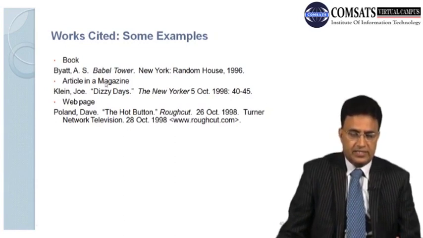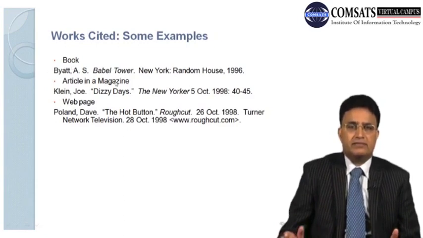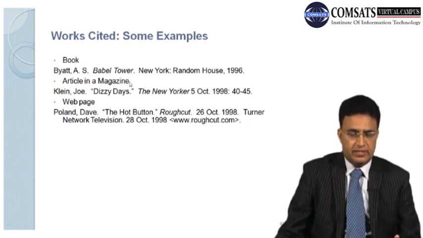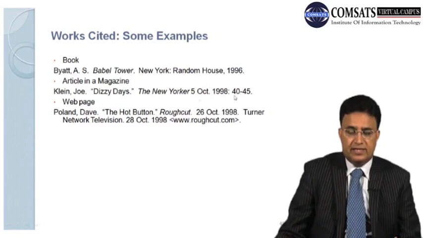If it is an article, how will its reference be given? Again, Clayton Joy is a name and it is in reverse order. It is an article, so the title will be in speech marks, "Dizzy Days." And this is The New Yorker, a magazine, and it was published on 5th of October 1998, pages 40 to 45.